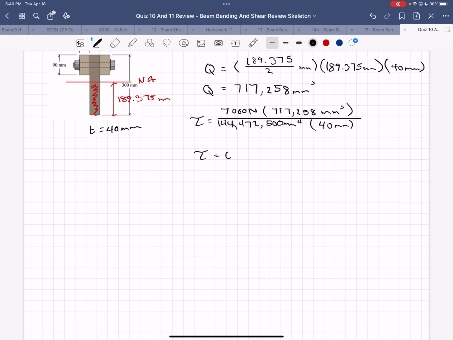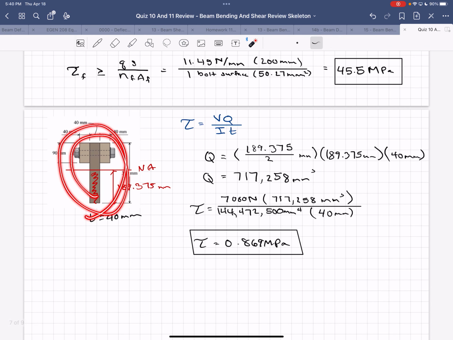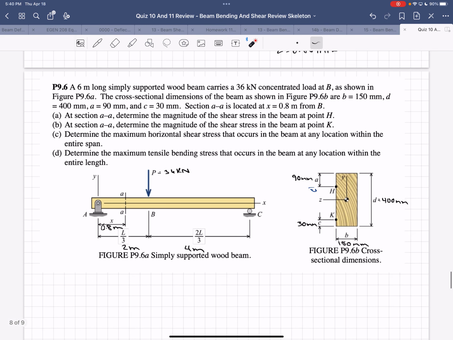Tau equals 0.869 megapascals. So that's how much shear stress the whole thing can handle, right? And this is the shear stress in one fastener. They're very different. And it makes sense that a fastener is way stronger than a wood board, right? It tracks. Okay, how are we feeling? Better? Okay, good. How are we feeling about this problem?